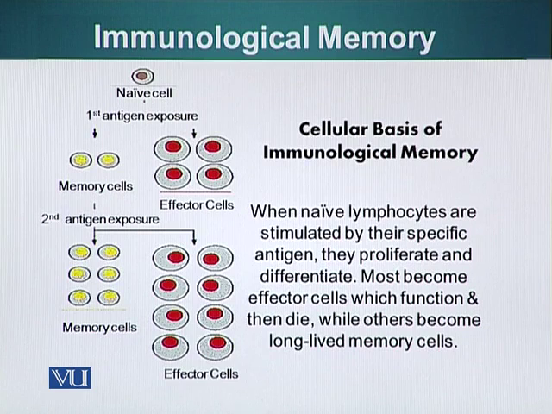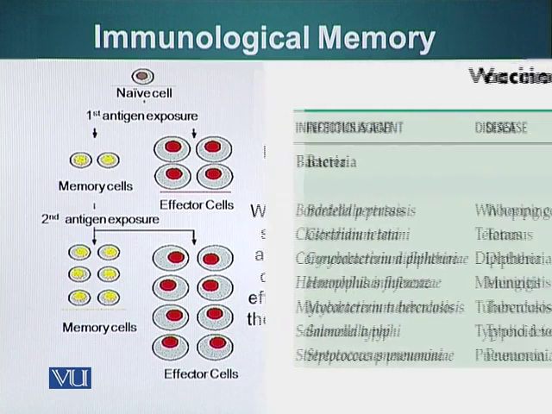Memory cells, however, are much longer lived, and after the first exposure, a greater number of these memory cells are produced and remain present in the system. The second time the antigen is encountered by that animal, it is easier for memory cells to transform into effector cells. That is why we see such a sharp and more robust immune response the second time the same antigen is encountered. So here's the cellular basis of immunological memory.